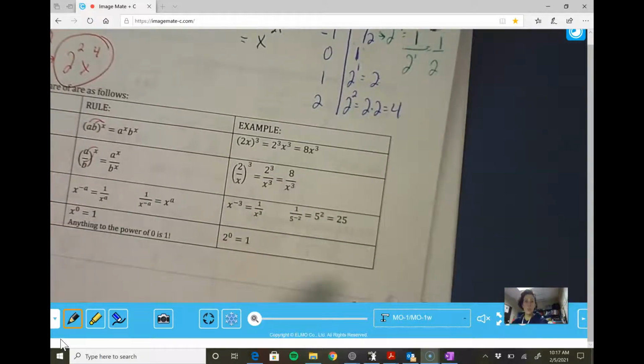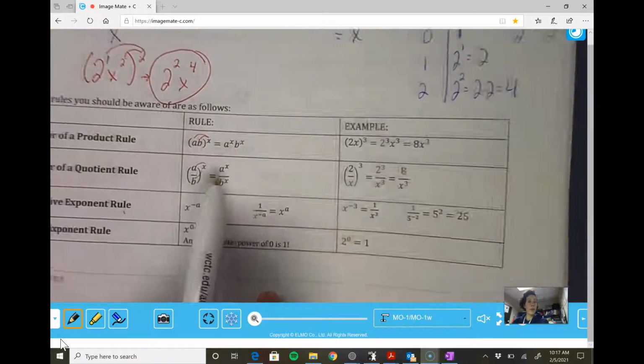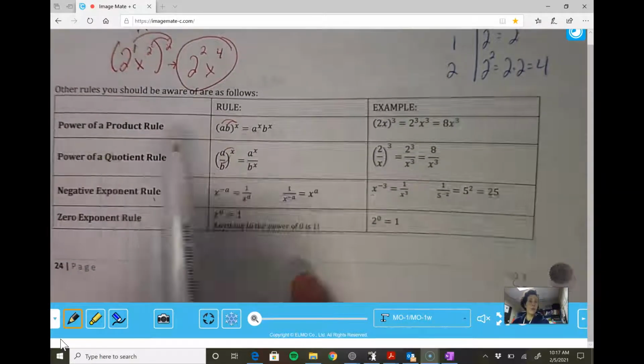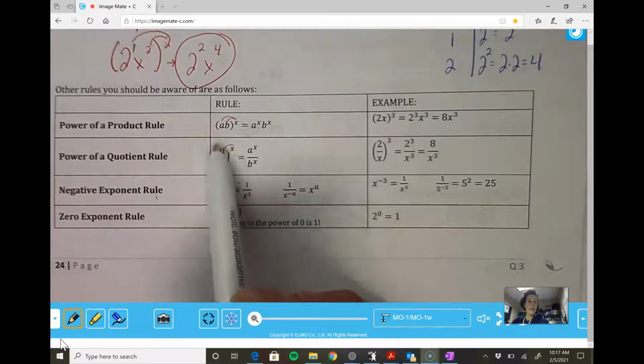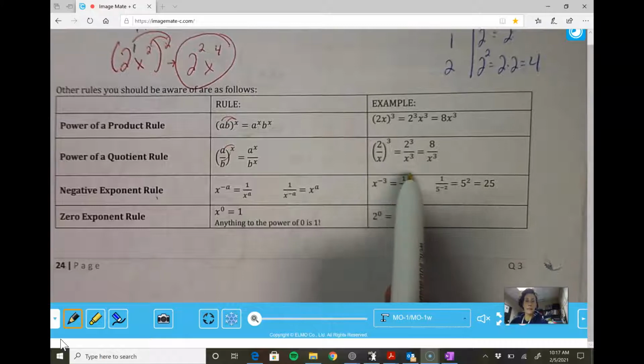We really want to use these rules. And then the other one, the quotient rule, is kind of the power of a quotient rule. If you're dividing in here and you have those parentheses, when you distribute that exponent in, it will distribute to everything in the numerator and everything in the denominator, like this.